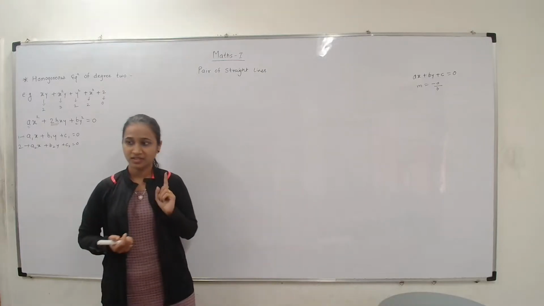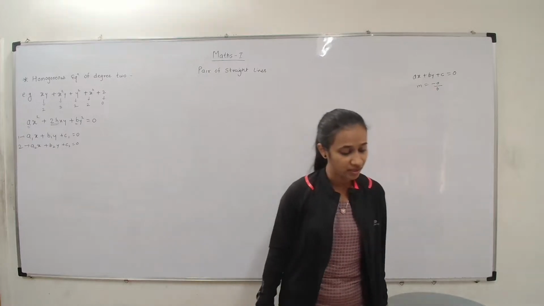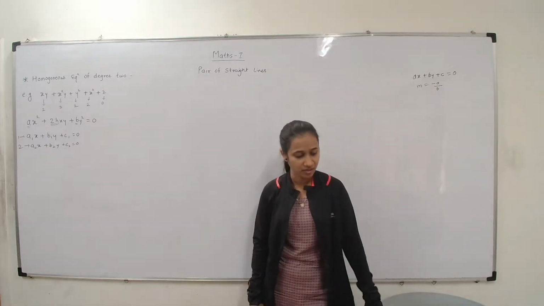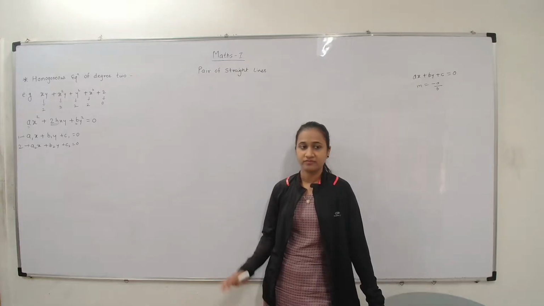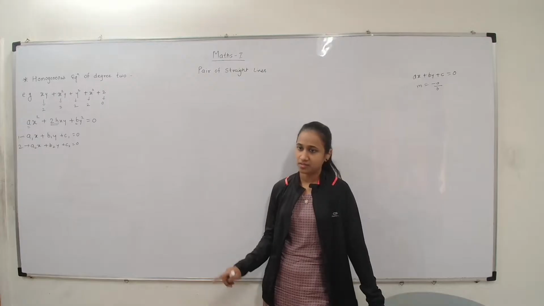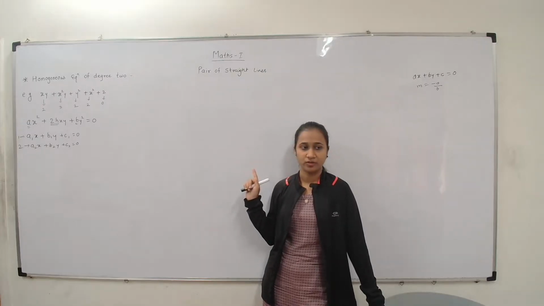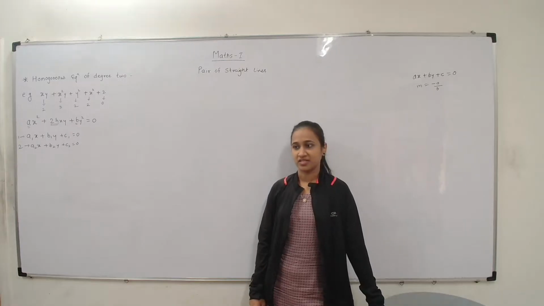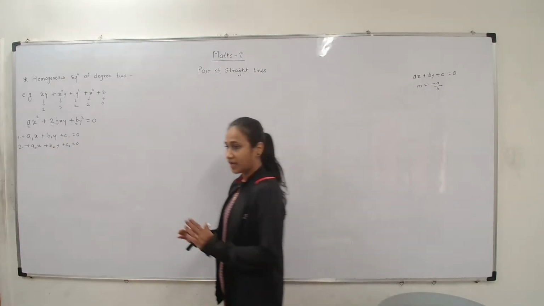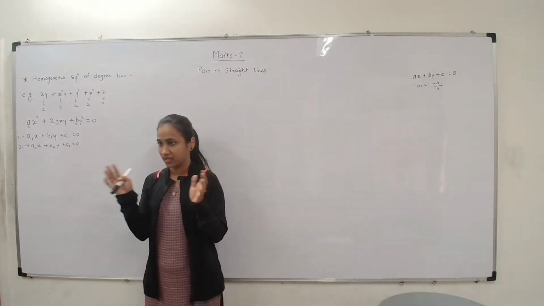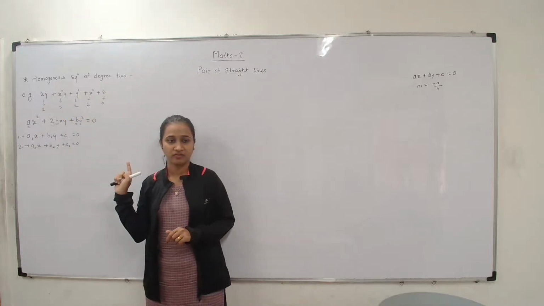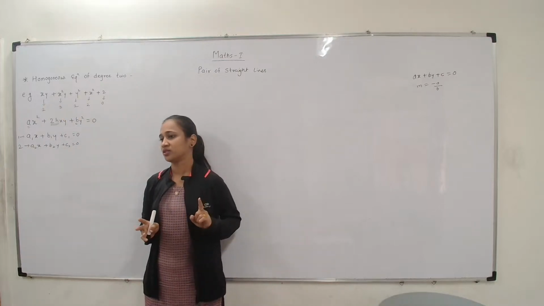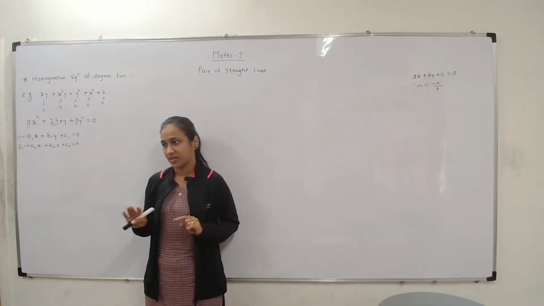Then one important remark is given below that solved example, and that remark is, listen carefully: the combined equation of a pair of straight lines is a homogeneous equation of degree 2, but every homogeneous equation of degree 2 does not represent a pair of straight lines. Let me repeat this. The combined equation of a pair of straight lines, if you multiply, will be a homogeneous equation of degree 2, but every homogeneous equation of degree 2 will not represent the combined equation.